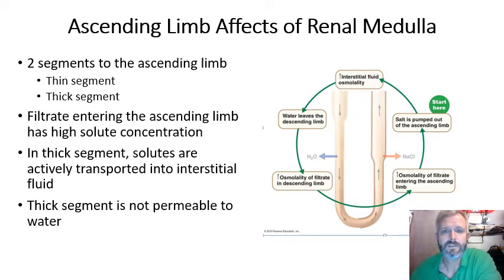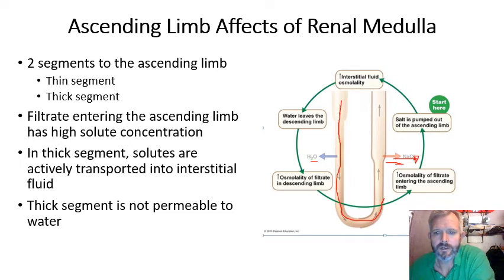So let's look first at the descending and ascending limb. This is the direction in which we're moving. There are two parts to this. There's the descending limb, where we are permeable to water, and then the ascending limb, where we are not permeable to water, but what we're going to be doing is actively pumping out solutes here.